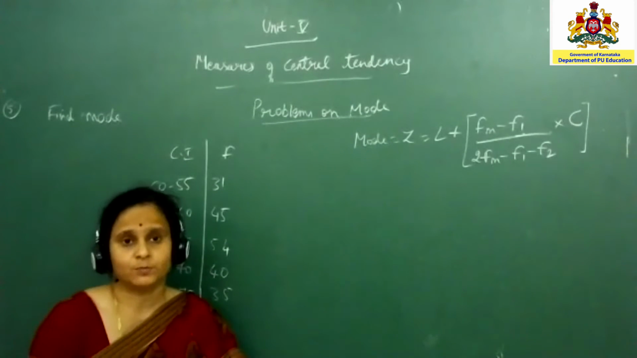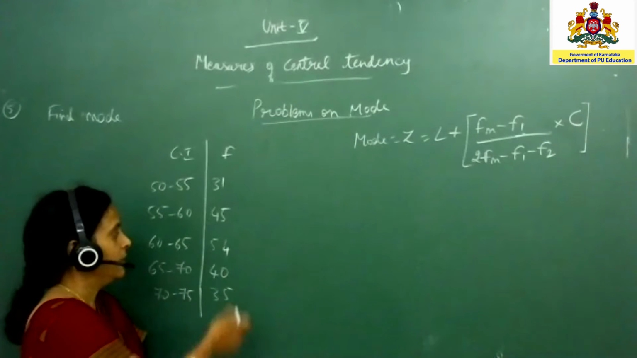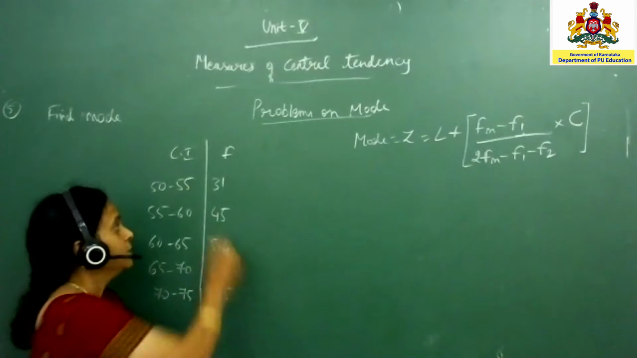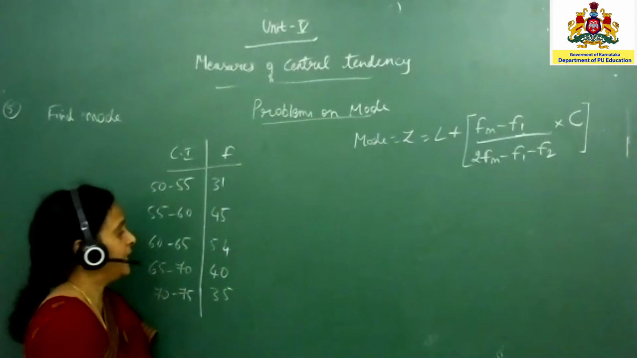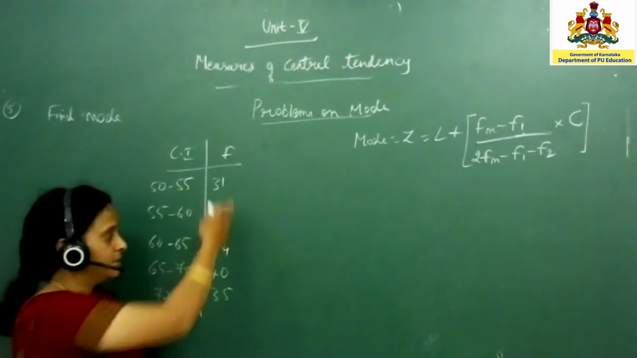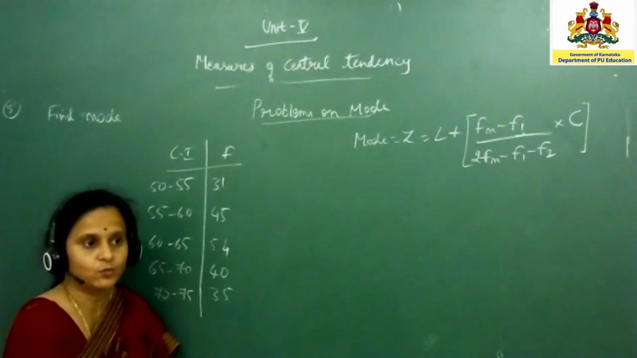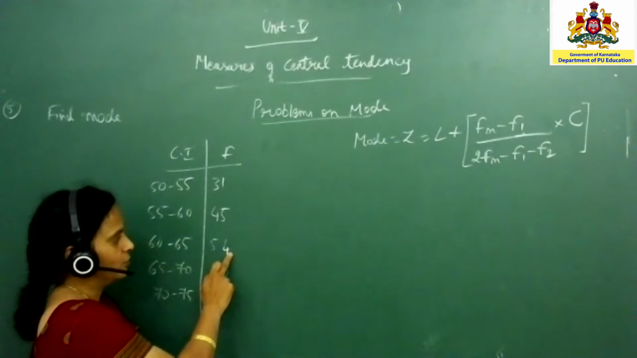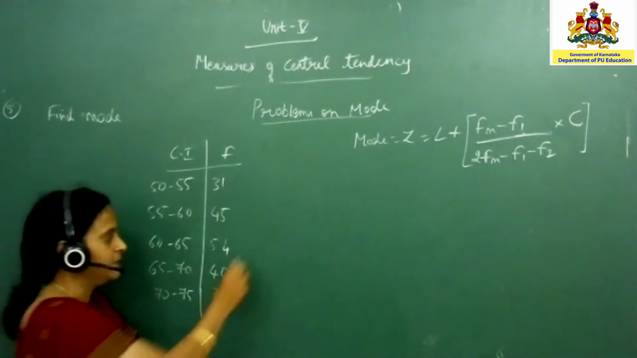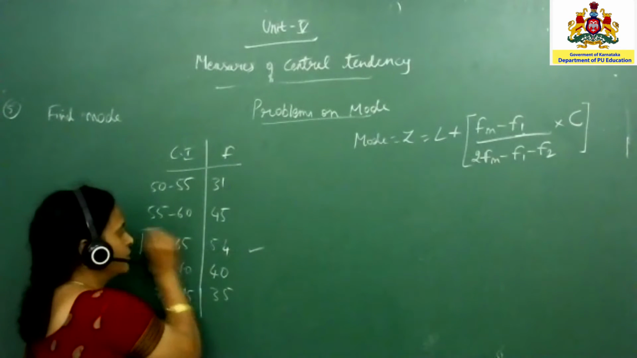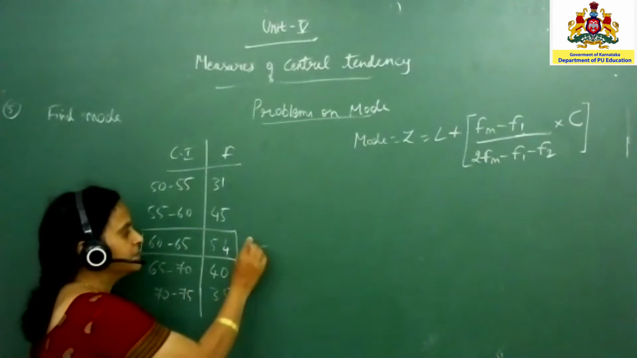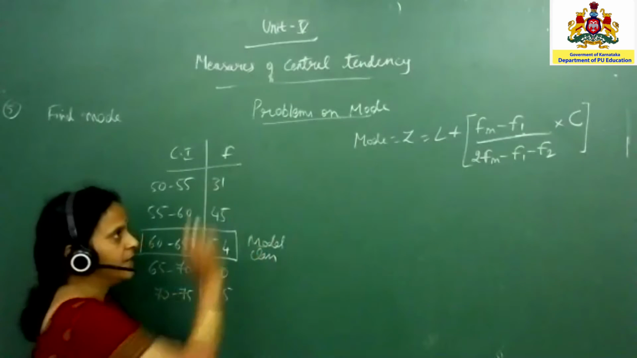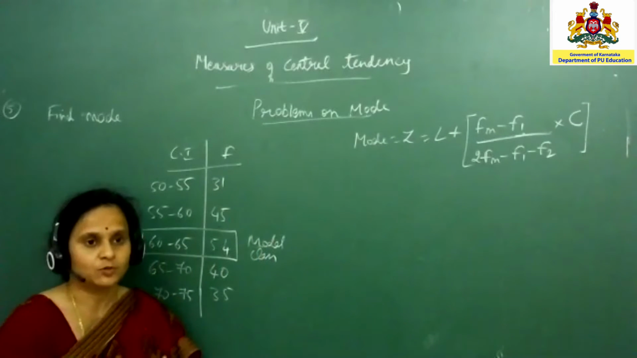We'll move on to the next problem, again to find the mode. But this problem is of the form class interval and frequency. When we have class interval and frequency, the very first step is to check the highest frequency, the largest one. In the second column, the highest is 54, the maximum frequency. Corresponding to that, I'll mark this class as the modal class, because based on this data I have to substitute into the formula.